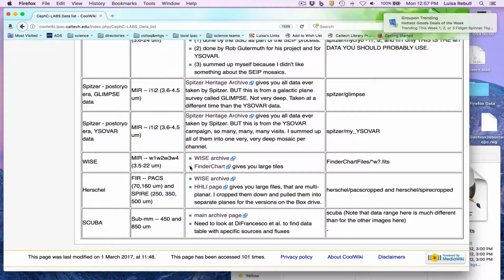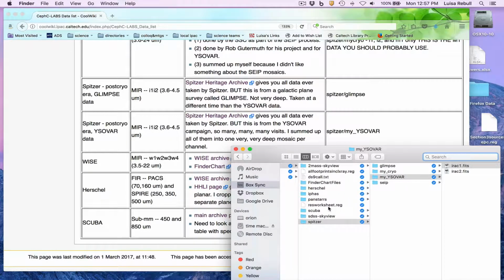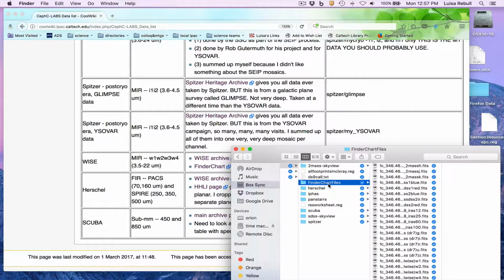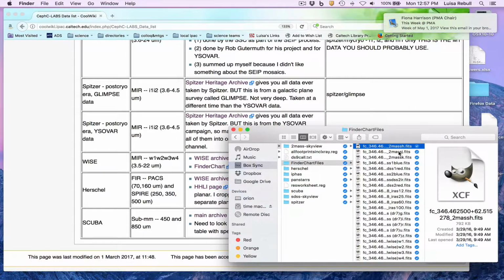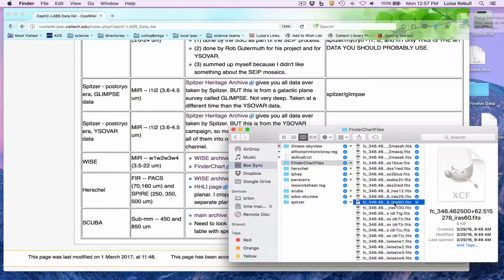Then there's WISE. You can get 4 bands of WISE between 3.5 and 22 microns. You can get it directly from the WISE archive, or you can get it through Finder Chart, and they give you pretty large tiles. Those, confusingly, are in the Finder Chart files directory because I thought it was useful to keep a record of the fact that these are coming from Finder Chart. And so you have the tiny 2MASS tiles, the Sloan tiles, the IRAS tiles, the small Sloan tiles, and then here are the WISE tiles.